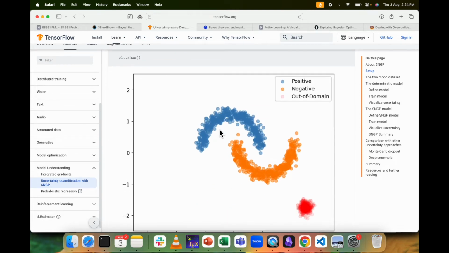Okay. Does anyone know this data set? Have you seen this before? This is the moons data set from sklearn. You have two crescent-like shapes. So now you have two classes. We're trying to learn a binary classifier. And what we've labeled here is some out of domain, out of distribution kind of data. Right? So why do you think this is called out of domain?